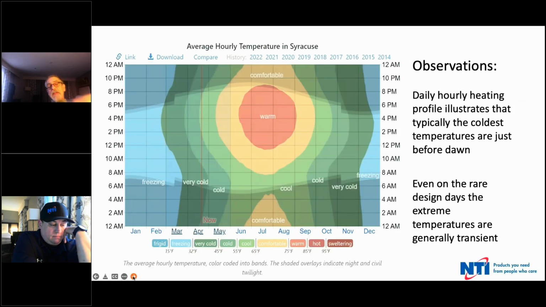And then here's the other piece of that. Even on those very, very cold days, this looks at an hourly temperature profile, again for Syracuse, but it's going to be very similar wherever you go. In fact, these might even be a little more extreme in some other places where the very cold is much more transient, because Syracuse tends to be a fairly cloudy climate. But if you look at this, you'll find that the coldest temperature on a given day is generally right around dawn, just before dawn.